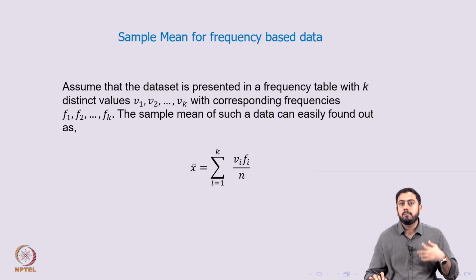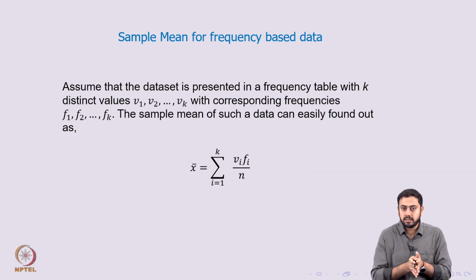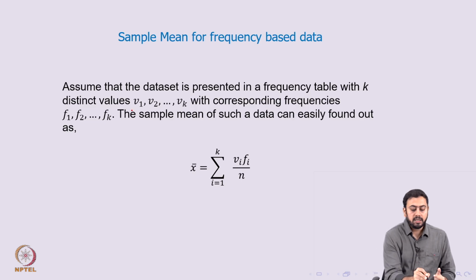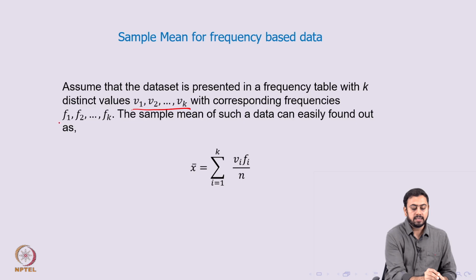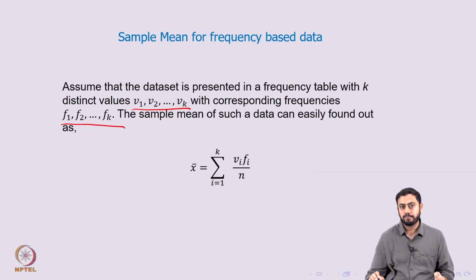Now, the next thing is sample mean for frequency based data. Assume that you have a data set presented in a frequency table. To recall from the last session how a frequency table looks: the first column contains the observations and the second column contains the corresponding frequencies. Assume that these are the observations V1, V2 up to Vk, and the corresponding frequencies are F1, F2 up to Fk. In such a situation, how do you find the sample mean?